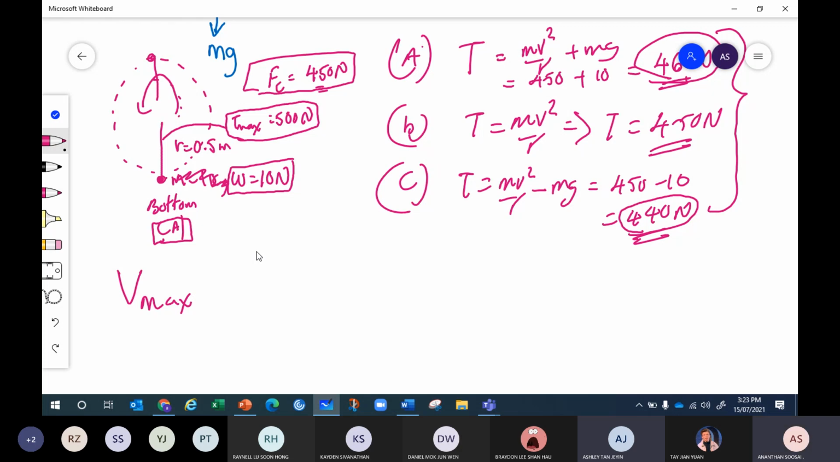Okay, so let's say your friend is whirling it vertically up and down. He slowly raises the speed until it exceeds the Vmax. For the first time, where is it most likely to break? At the top, at the bottom, at the side?